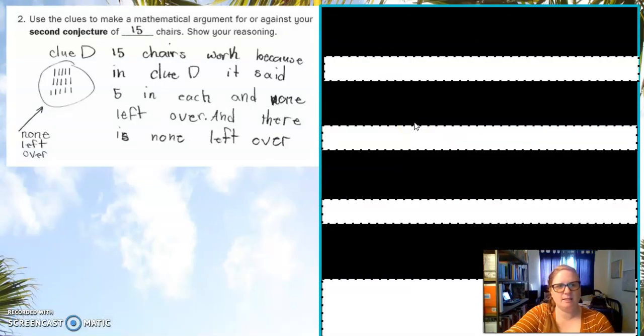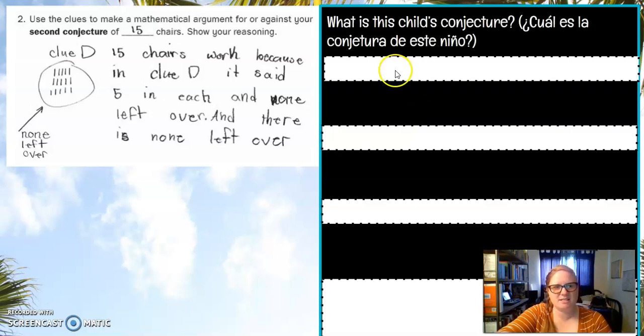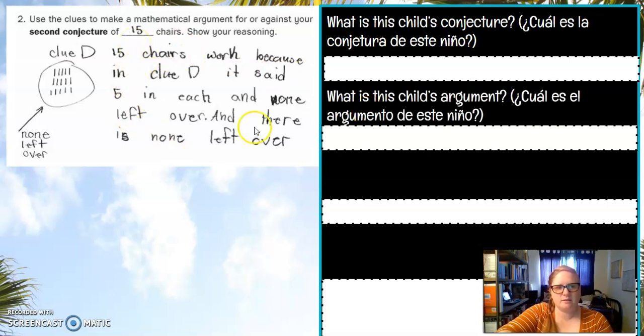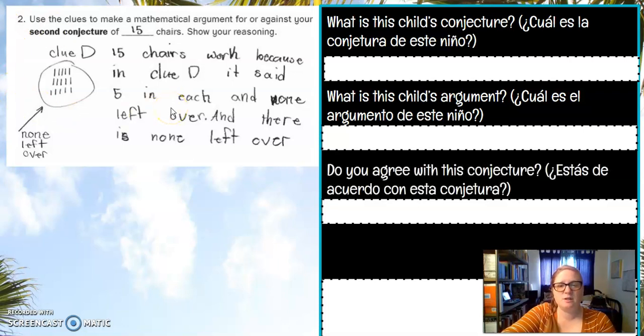All right, next one. What is this child's conjecture? What's their guess? It's right here. What is their argument? Their argument is 15 chairs work because in clue D, it said 5 in each and none left over. And there is none left over. There you go. Do you agree with this conjecture? And the best way to figure out if you agree with this guess or not is to try it against one of the other clues. Okay, I would try this against the maybe groups of 4 and see if there's one left over. Let's try it.